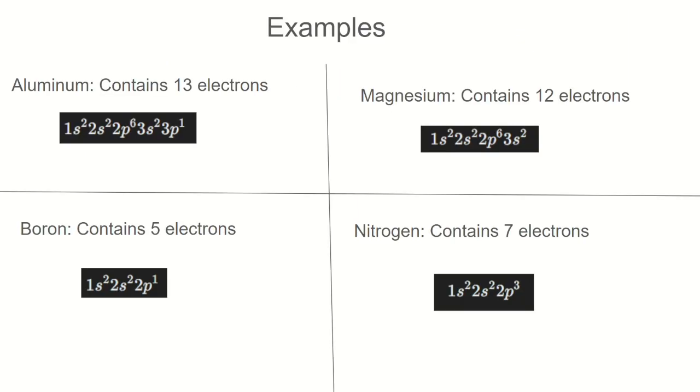So aluminum contains 13 electrons, and using that pattern as before, we go to the 1s, the 2s, the 2p, the 3s, and then we stop at 3p, and we only put 1 in that orbital because there are 13 electrons. Same thing with magnesium. It has 12 electrons though, so we stop at the 3s, we don't go to the 3p. Boron contains 5, we stop at 2p, and nitrogen contains 7, so we stop at 2p as well, and go 3 instead of 1 because this has 2 more electrons.